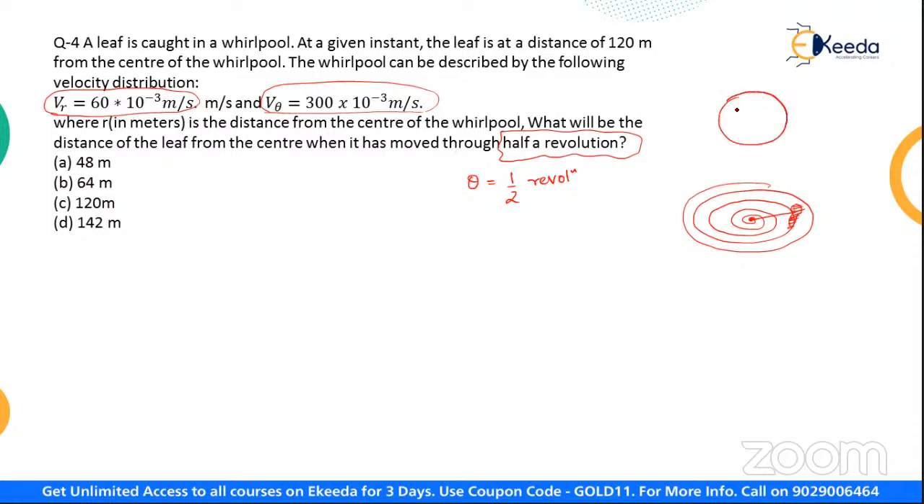Now for the complete revolution, this theta is equal to 360 degrees. Now this 360 degrees in terms of pi can be written as 2 pi. Therefore, for the given question, that is half of the revolution, theta can be written as pi radians. Now, if we look at the ratio of this radial velocity to the angular velocity, that comes out to be 60 by 300, that is 1 by 5.